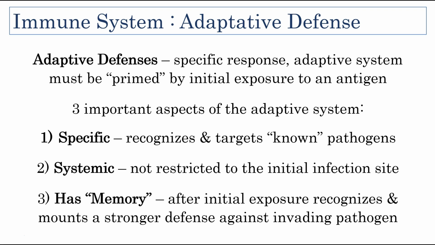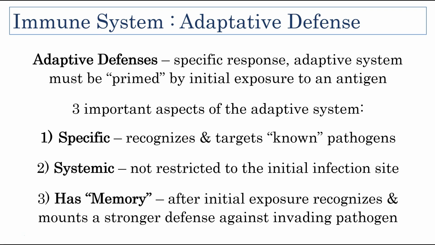This leads us to our adaptive defenses when all else fails, right? These are specified responses and must be primed. There must be some sort of initial exposure to a pathogen for our adaptive immune system to take over. There are three important aspects of the adaptive immune system. It needs to be specific. It will be a known target that, again, one of our immune cells has encountered before.